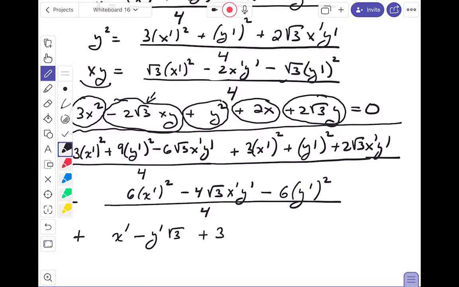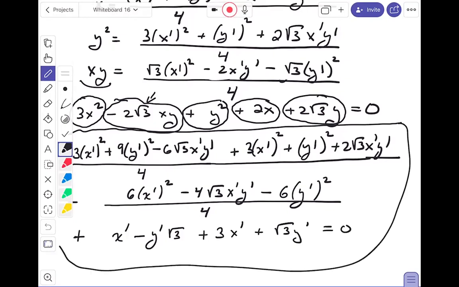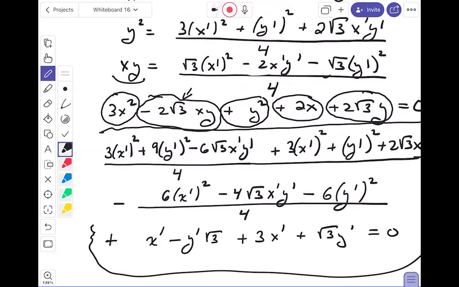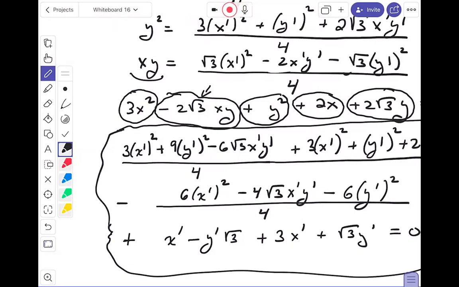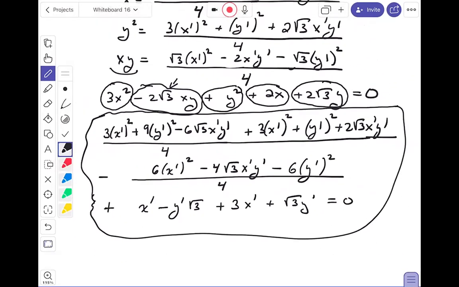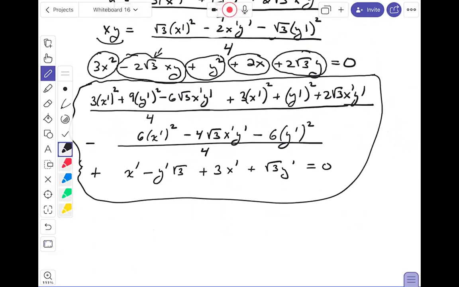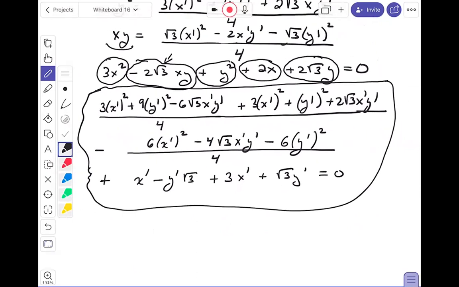Plus 3x prime. Let's do the next one. Plus root 3 y prime. Yeah, I think I did okay. This would equal 0. All right, here comes where a lot of work is going to have to happen over here. Let me put this over here a little tiny bit. I got to do all that work. That's a lot of work. Let's take a look at it, one term at a time.